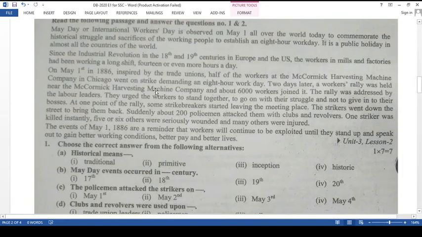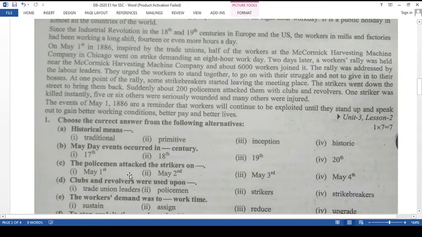That means the May Day occurred in 1886. So the first two digits are 18. That's why our answer will be 19th century. Now it is 2020. The first two digits are 20. That's why it will be the 21st century. We are living in the 21st century.